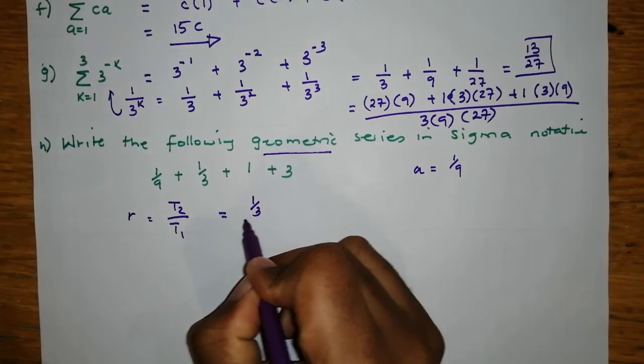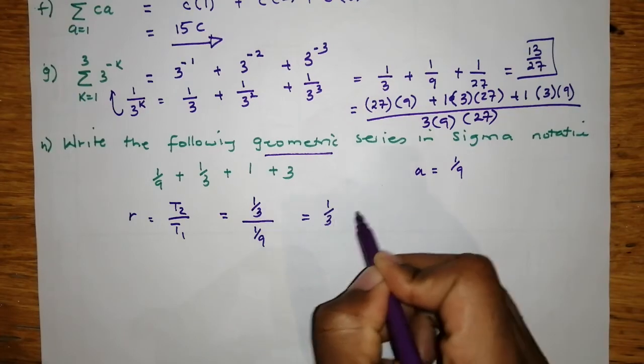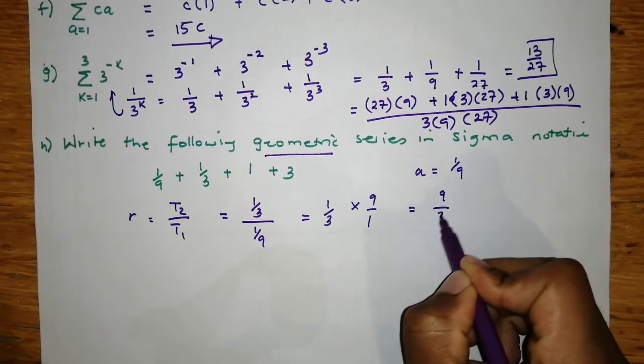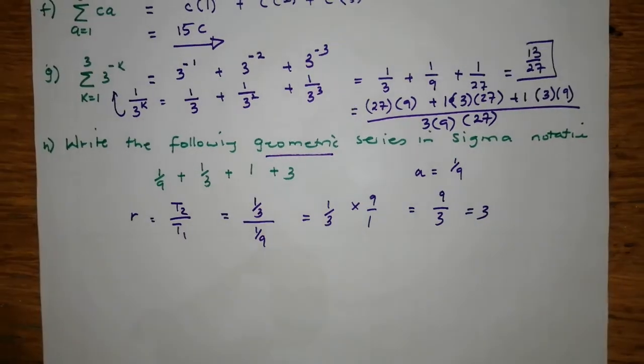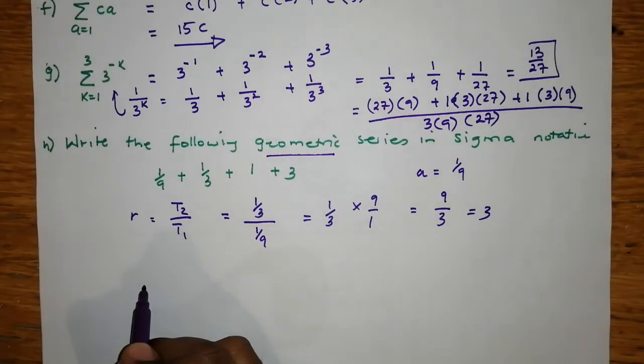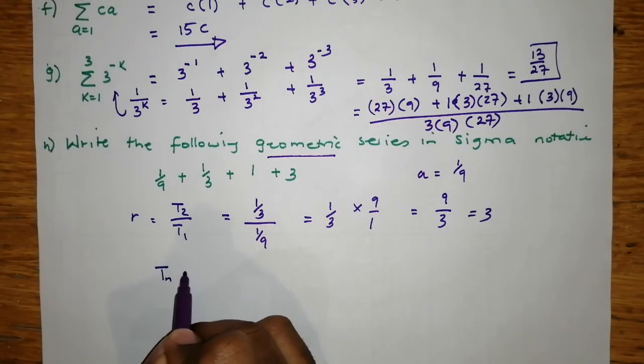So 1 over 3 divided by 1 over 9. This is 1 over 3 multiplied by 9 over 1. So this is 9 over 3. There it is, it's 3 right there. You know what I'm saying? Okay, so we need to express it in sigma notation. But first we need to find Tn.